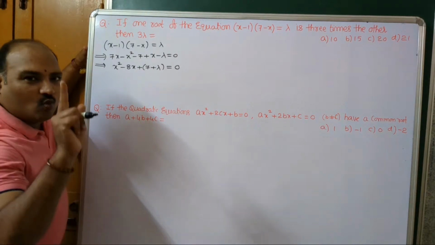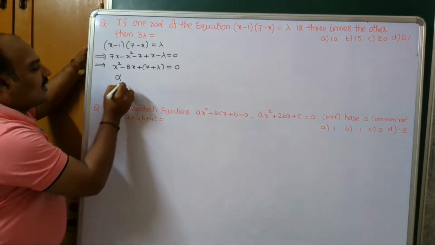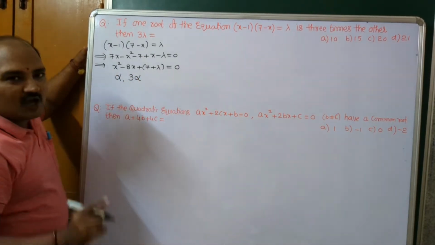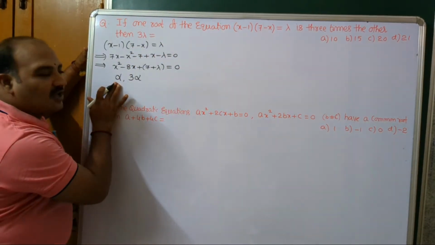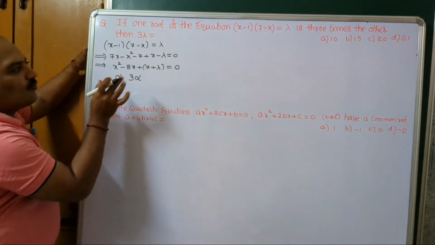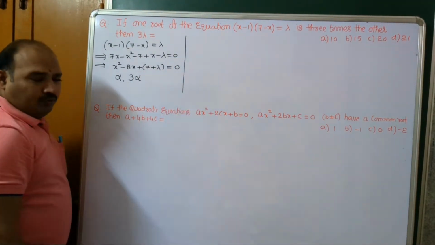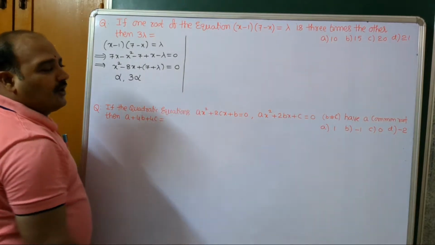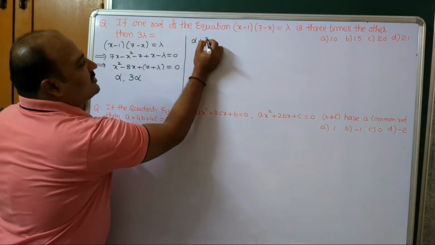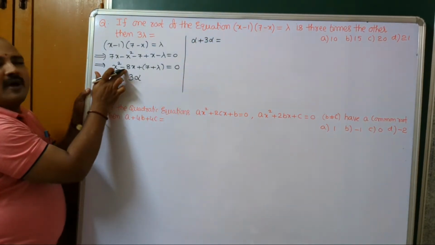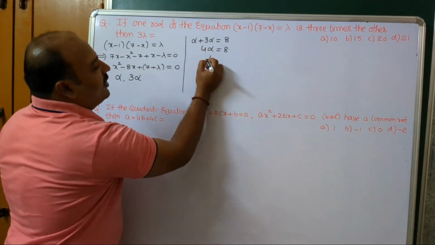The condition provided is that one root is thrice the other. One root is alpha, another root is 3 alpha. I hope you understand: one root is 3 times the other. From this, I want the value of lambda. First, we need to calculate the alpha value. Sum of the roots, alpha plus 3 alpha, is equal to minus b by a, so minus of minus 8 by 1, which is 8. 4 alpha is equal to 8, alpha is equal to 2.